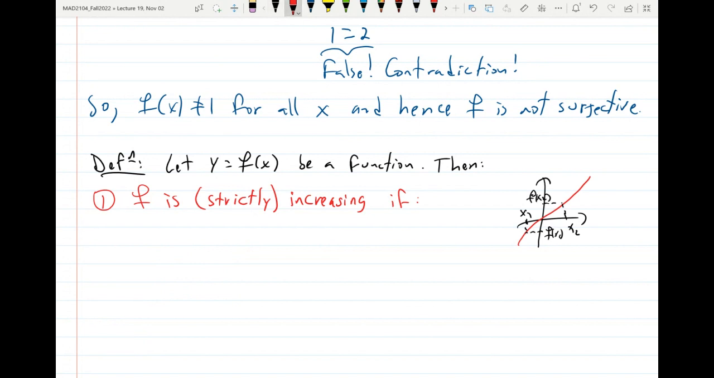Okay, so f is increasing if for any x1 less than x2, we have that f of x1 is less than f of x2. In other words, increasing functions, they respect inequalities. You see, if x1 is less than x2, when I apply the function, the inequality stays. It doesn't flip. Okay? Decreasing functions, they flip inequalities. Because decreasing means the bigger the input, the smaller the output. Right? That's what it means to go down.